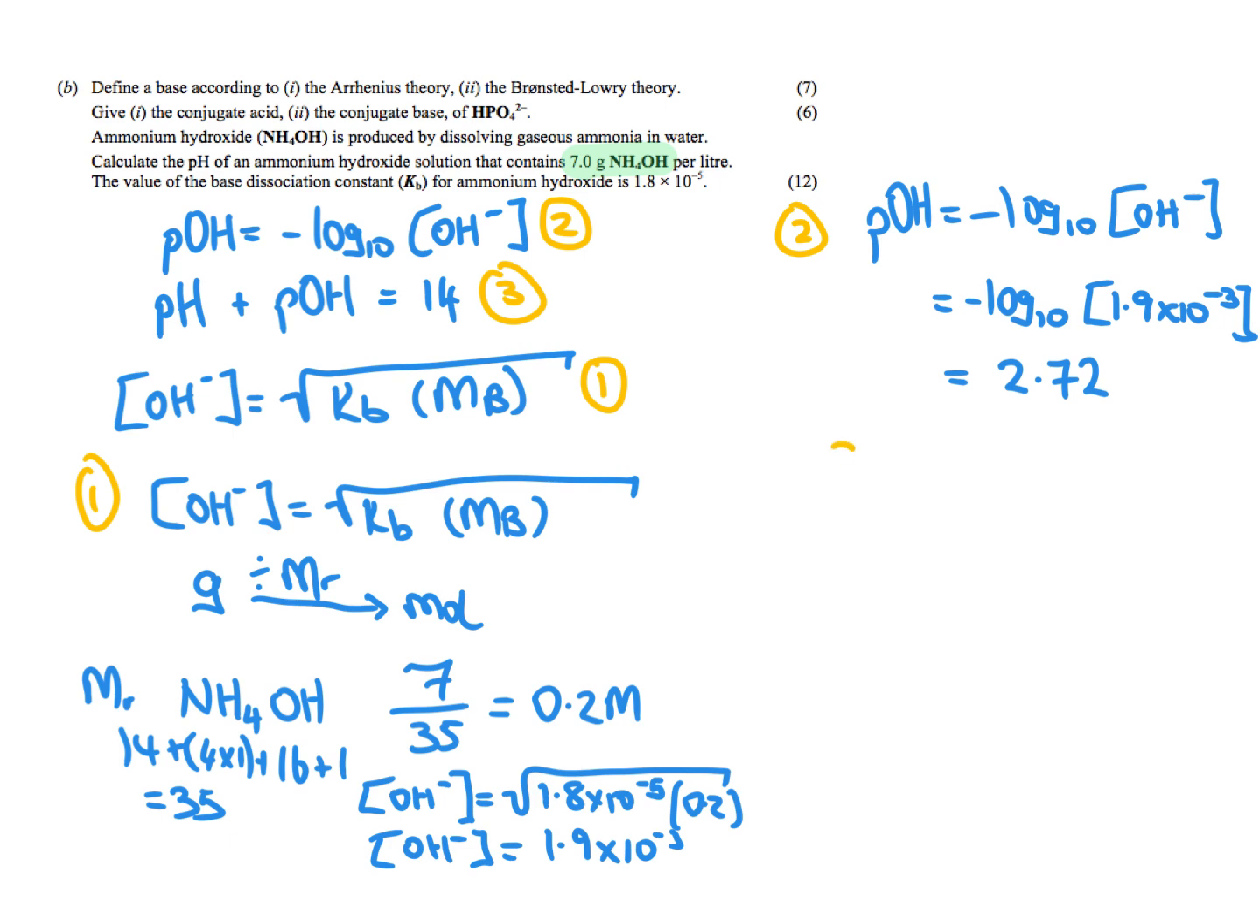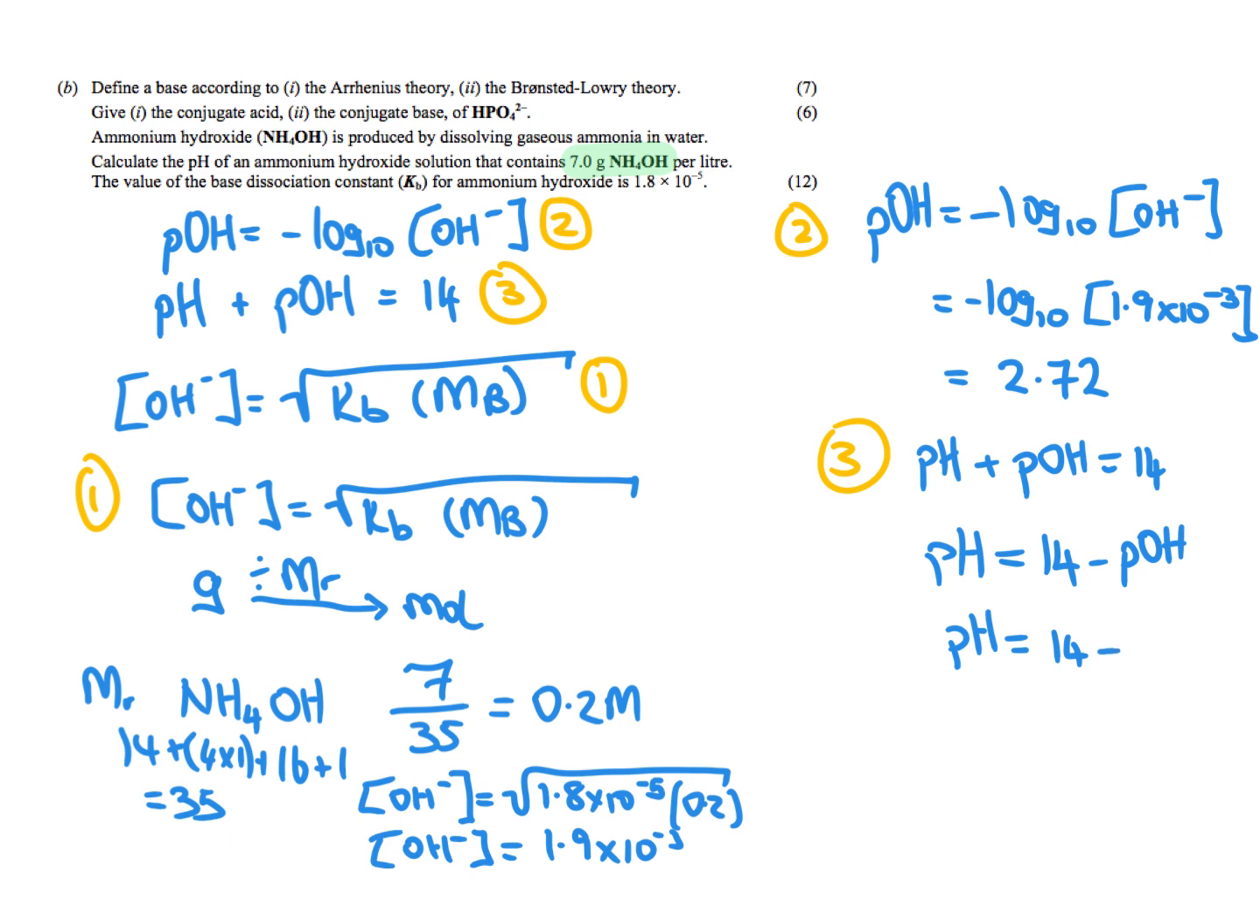I have to do step 3, and the formula for step 3 is where we say pH plus pOH is equal to 14. So I can rearrange that and say that the pH is equal to 14, and I can subtract the pOH. So that leaves me that my pH is going to be equal to 14, take away the pOH, which is 2.72, and that's going to give me a pH of 11.28. And at that point now, the calculation for this question is now complete.